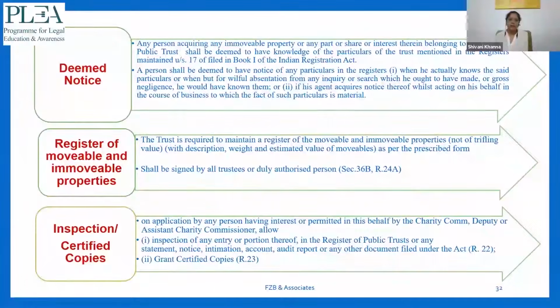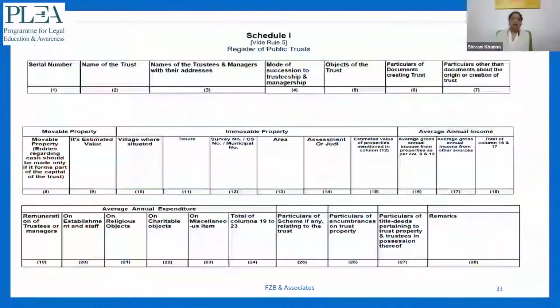In order to obtain inspection or certified copies of any of the documents like Schedule 1, if you are not a person having interest, and a person having interest is defined under the Trust Act, that is, in the case of a charitable trust, a beneficiary or a trustee, or if you are any other person, then you specifically require the permission of the Charity Commissioner for inspection and grant of certified copies.